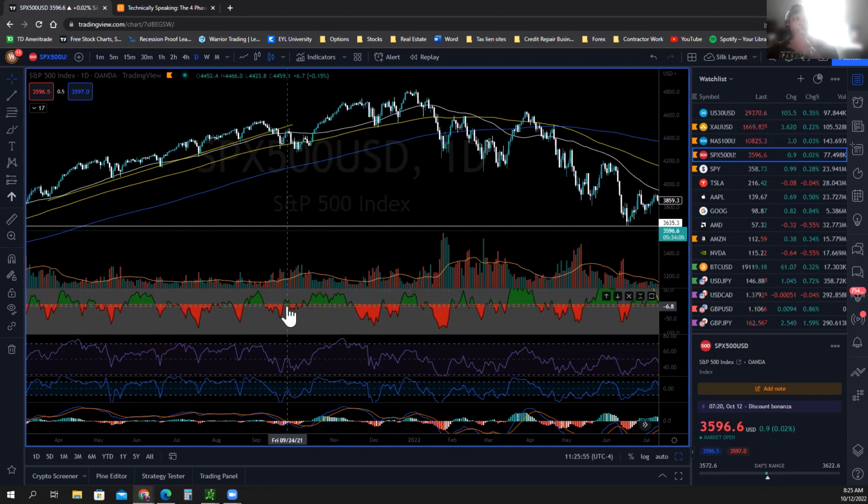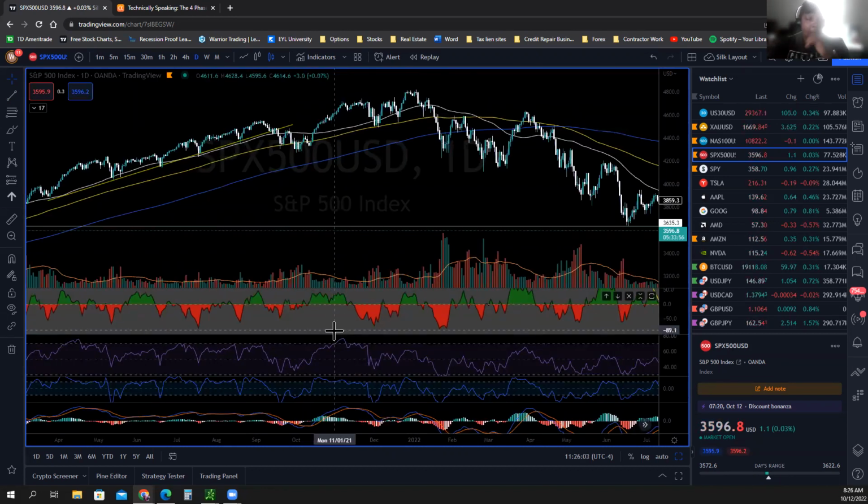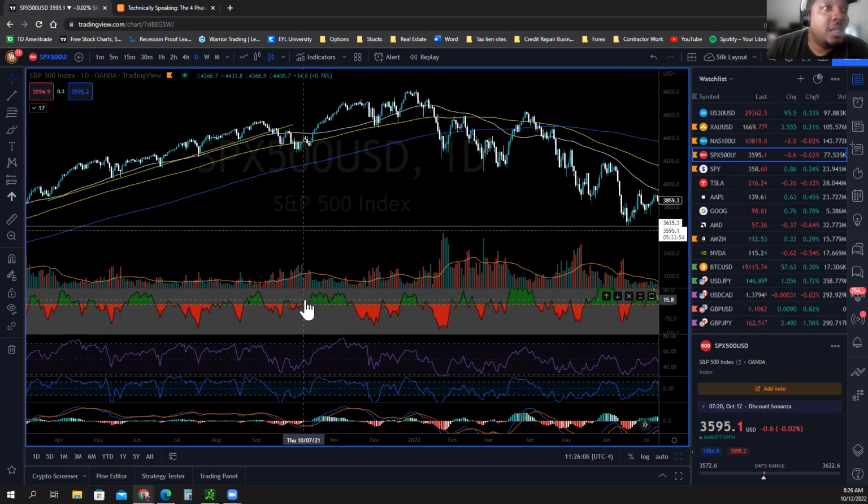And another indicator that I look at, which is my main indicator, is the McClellan oscillator, right? So when the oscillator is above zero, that means it's bullish, right? When it's below, it means it's bearish, right? That means it's weak. Above the zero, it means it's strong.